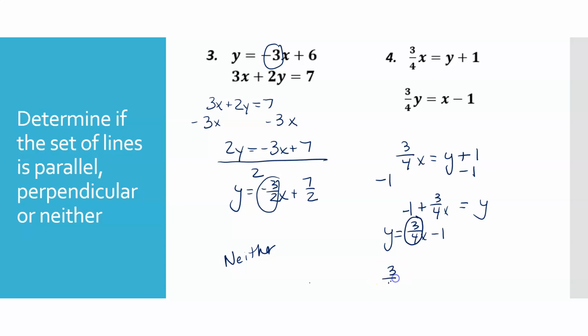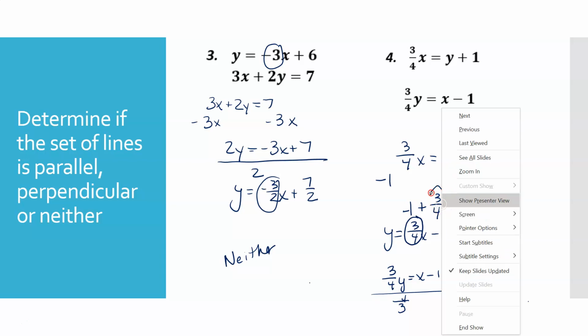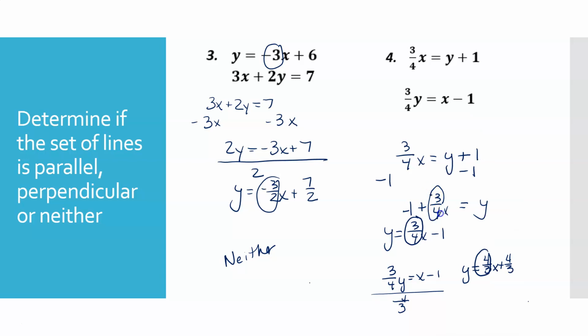This would mean that in order to get this in slope-intercept, I have to divide everything by 3/4, which means multiply by 4/3. So I have y equals 4/3 x plus 4/3. So we're looking at this slope and we're looking at this slope, right? So they're reciprocals, but they're not opposite reciprocals. So this is also neither.